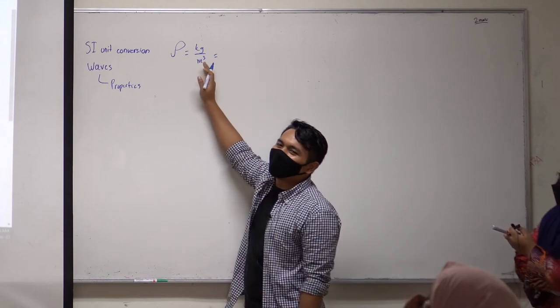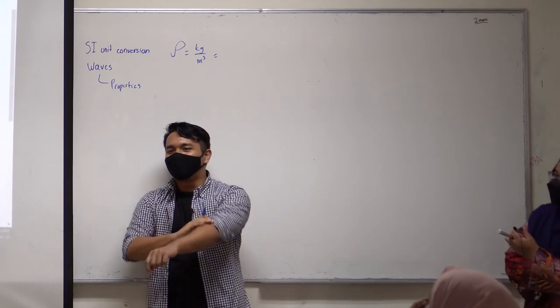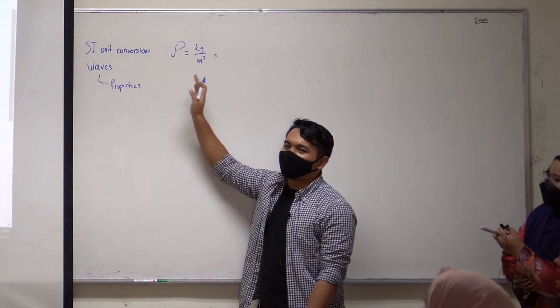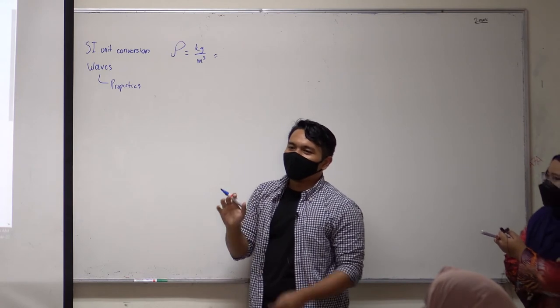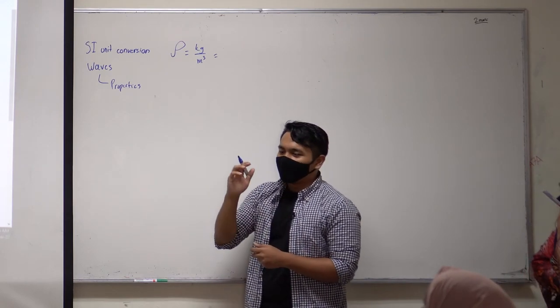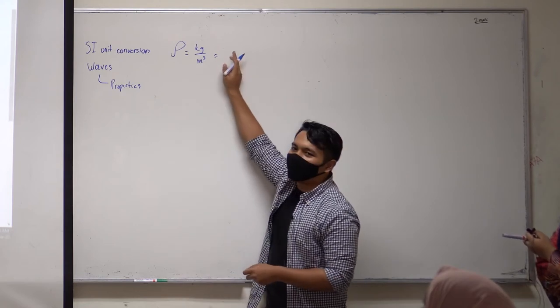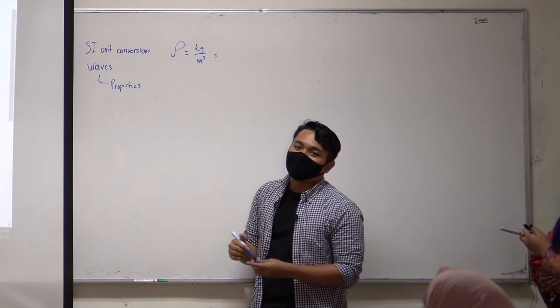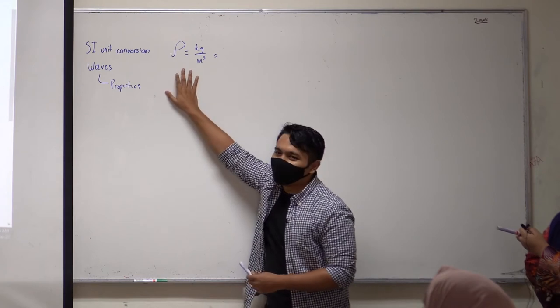But essentially, we can convert certain derived units to their SI units, where we can see what exists within the unit itself, for example meter squared per second over a certain area, etc. Alright, that's how the SI unit conversion goes.